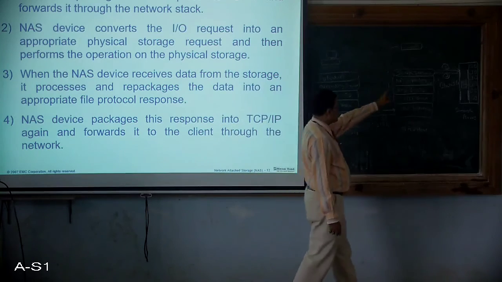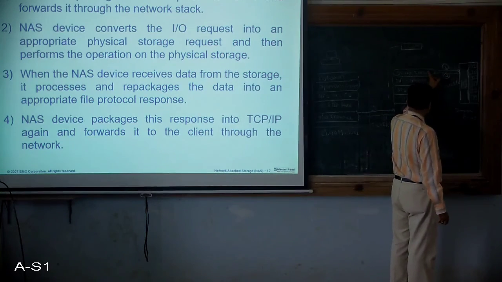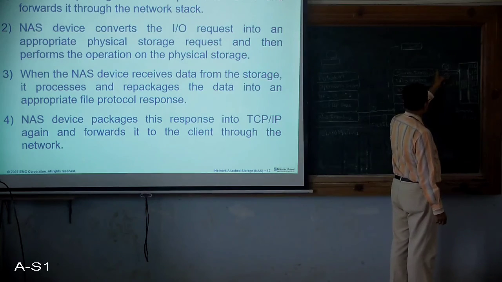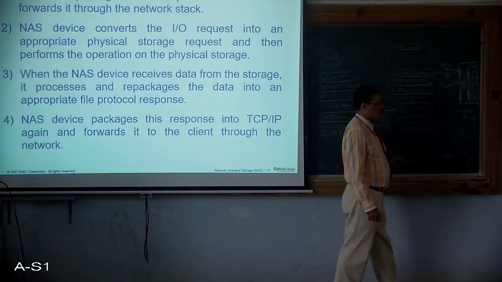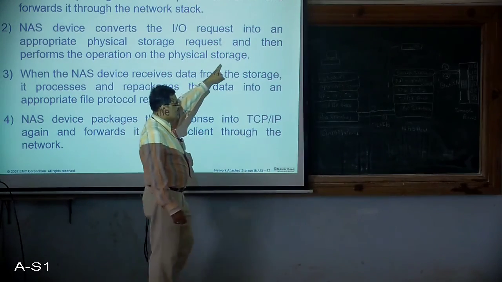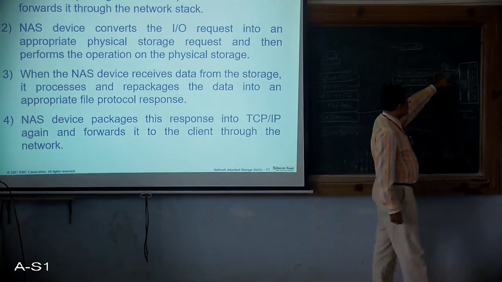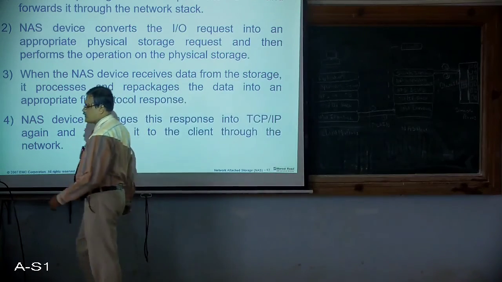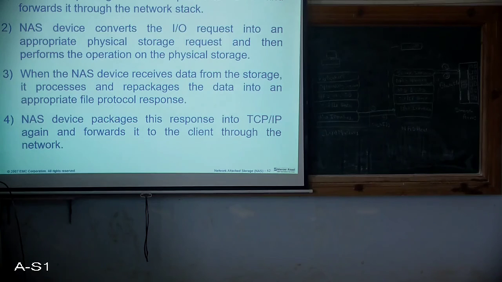This request from the network head device, that is the NAS head, to the storage array is called a block IO operation, and then it performs the operation on the physical storage. So this is the second step. Now the request has been converted and sent to the physical storage.